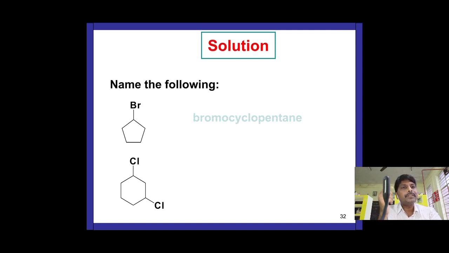Bromocyclopentane. What about the second one? 1, 2, 3, 4, 5, 6. Six carbons are there in cyclic form, cyclohexane. Two chlorines are there, dichloro. What is the position? 1,3. They are not in the same position. If both are at the same carbon, it is 1,1. Adjacent is 1,2. Now 1,3-dichlorocyclohexane. It is the solution.